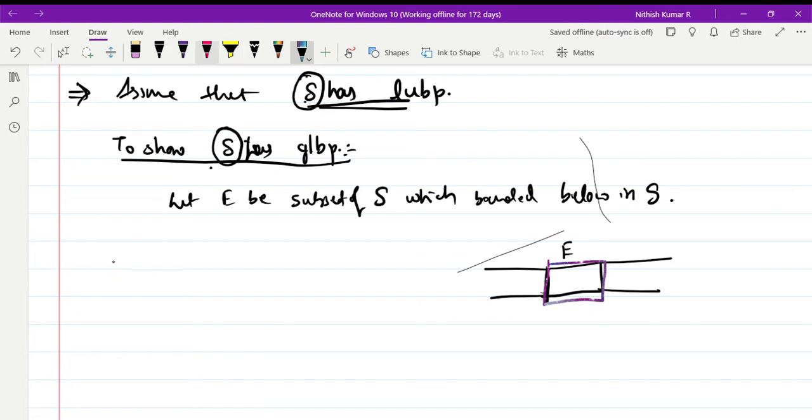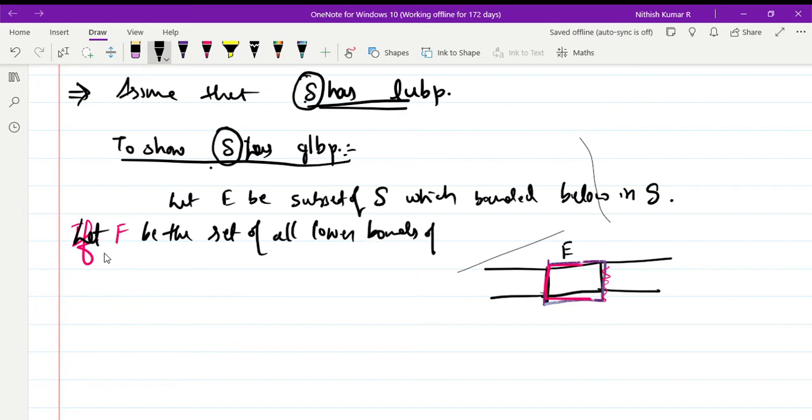Now it says this box is bounded below. So don't worry about this line, just about this. Now this E is bounded below. Let F be the set of all lower bounds of E in S. So I consider a set F as the set of all lower bounds of E. Now E is a non-empty subset of S.